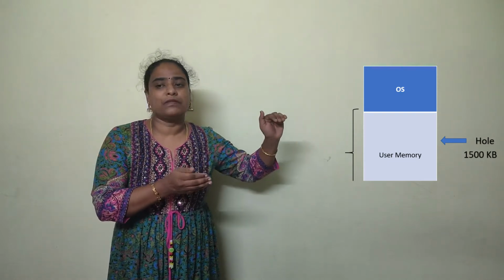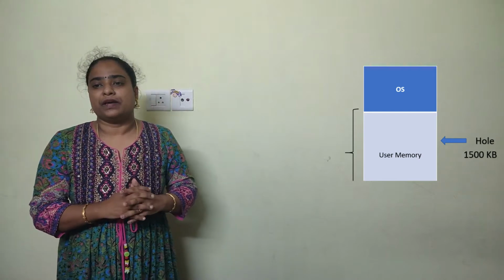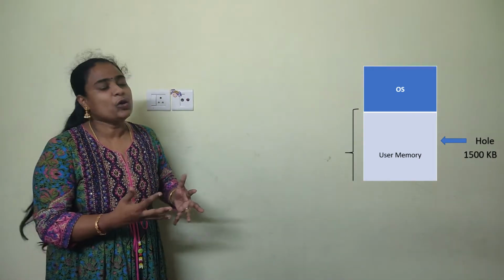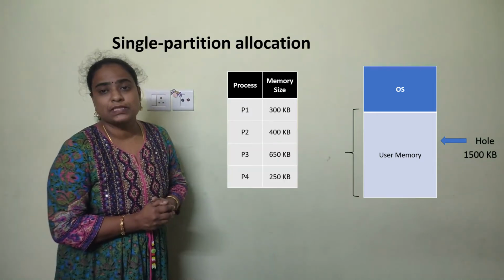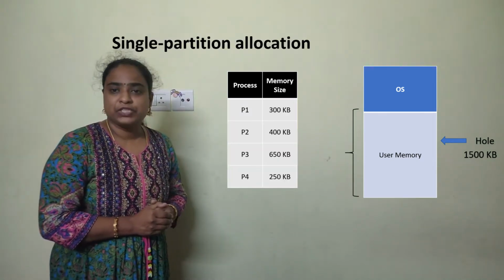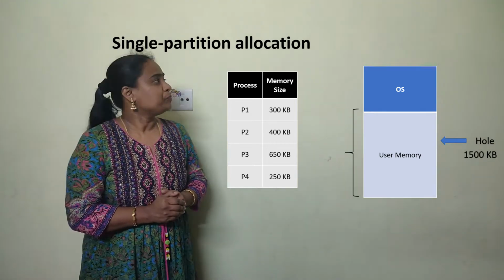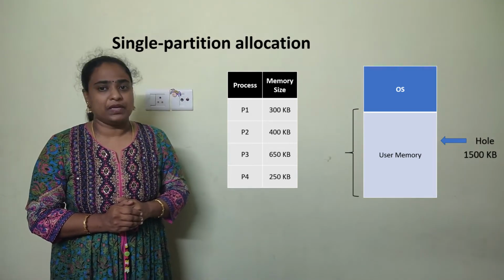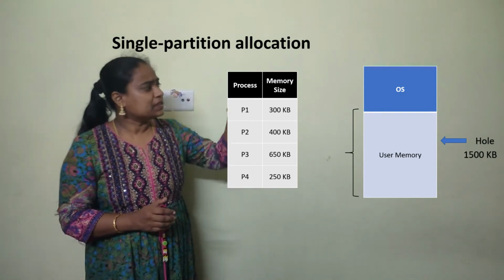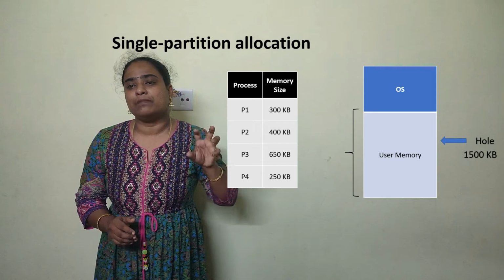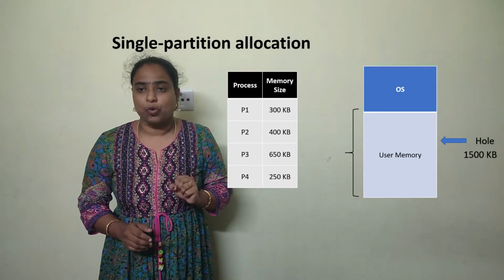So just 1500 MB or KB is available for the user. Like that, if you imagine how to allocate memory, let us see. We have a list of processes. P1 requires 300 KB, P2 requires 400 KB, P3 requires 650 KB and P4 requires 250 KB. And this is the memory available. This we call a hole, H-O-L-E.